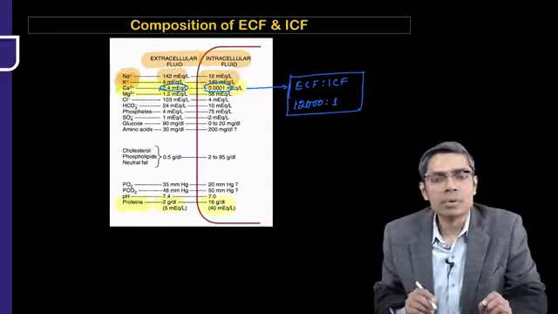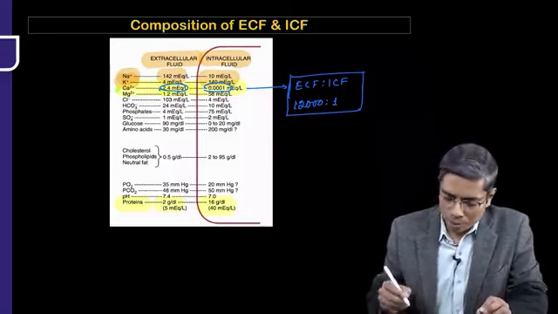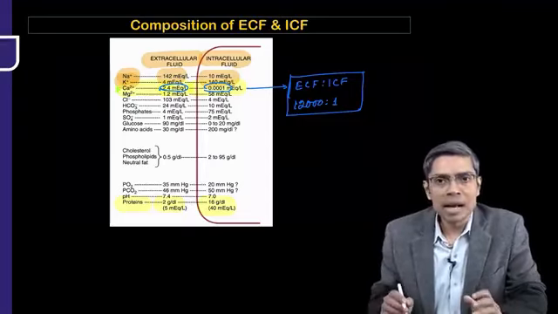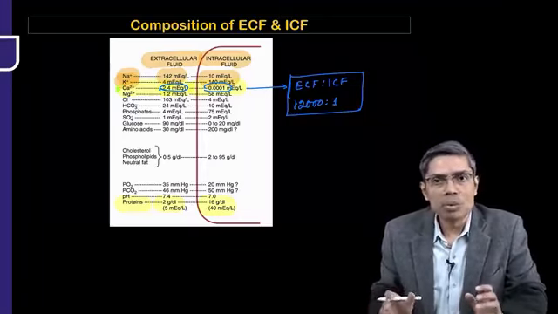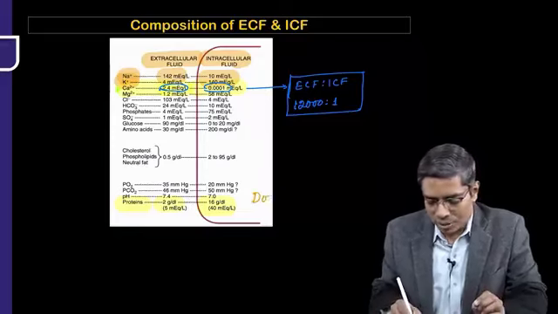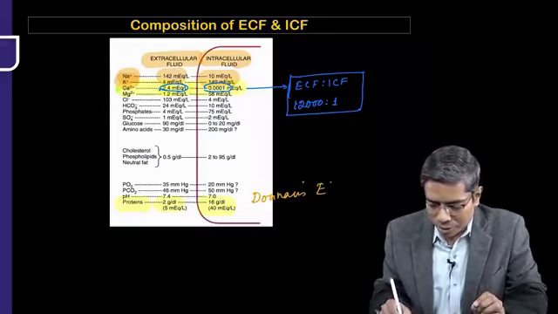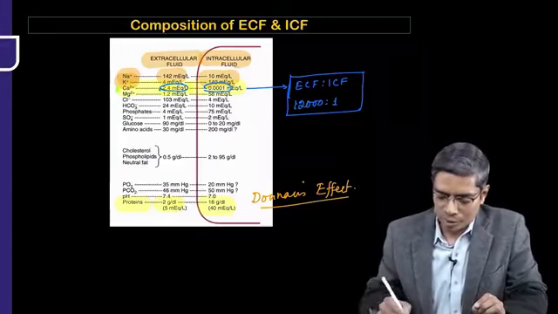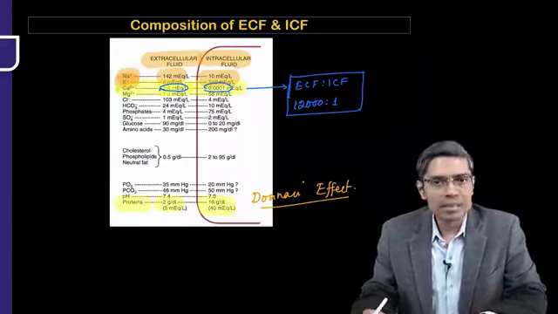Apart from that, also note down that the protein concentration is very little in the extracellular fluid, but in comparison, protein concentration is very high in the intracellular fluid. All of you know that protein is a large molecule, so it is impermeable to the cell membrane, and whenever one impermeable molecule like protein is present in one of the compartments, it will exert one effect, and that effect is known as the Donnan effect, right? This question has already been asked: the Donnan effect is due to which of the following? Your answer will be large impermeable molecules like protein. So these are the things that you have to remember.